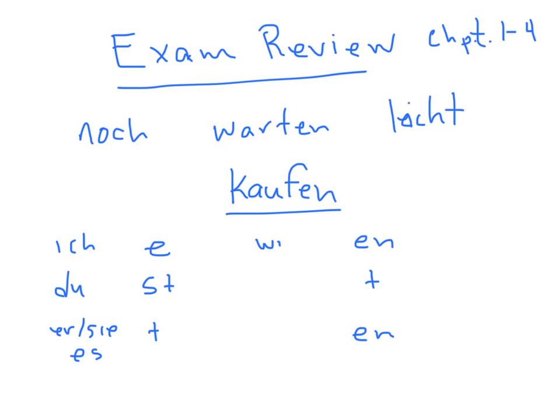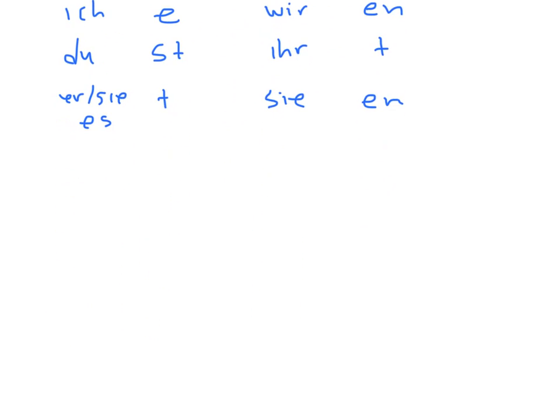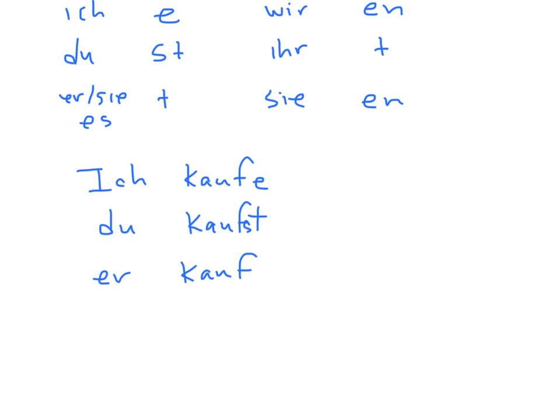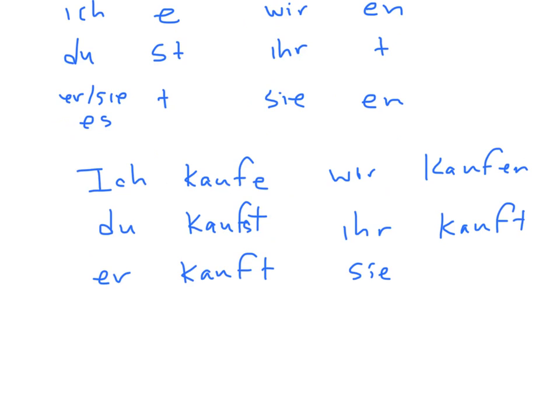And you have to be able to identify the subject in a sentence. Once you identify the subject in the sentence, then you have to put the proper ending on it. So for something like this, with kaufen, it's ich kaufe. Du kaufst. Er, sie, es kauft. Wir kaufen. Ihr kauft. Sie kaufen.